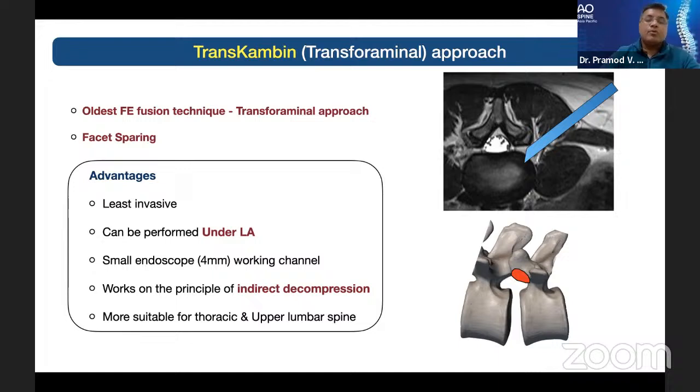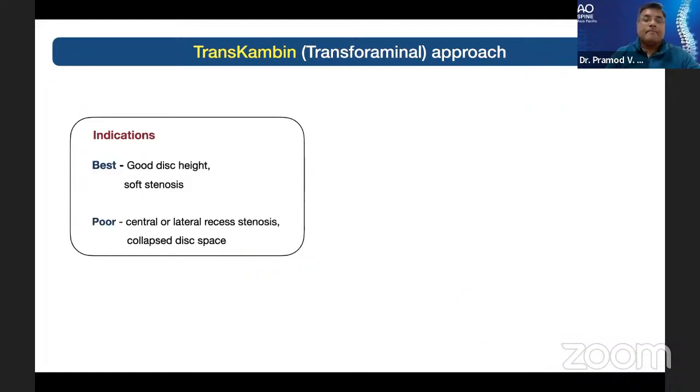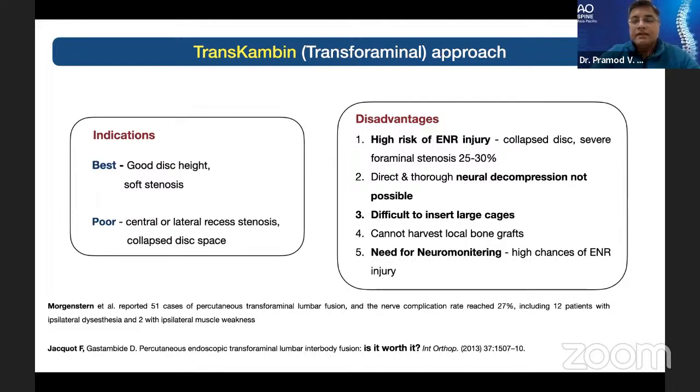Personally, I feel that it is more suitable for thoracic spine surgeries or upper lumbar spine surgeries. The indications are a good disc height and soft stenosis. The poor indications, according to me, are central or lateral recess stenosis and a very collapsed disc space, because there is a very high chance of injury to the exiting nerve root. So these are the disadvantages: high risk of ENR injury, exiting nerve root injury, especially in a collapsed disc case, severe foramen stenosis. Almost 25 to 30% of the cases may suffer from some kind of neural symptoms post-operatively.